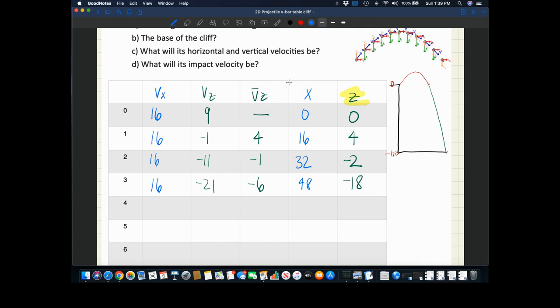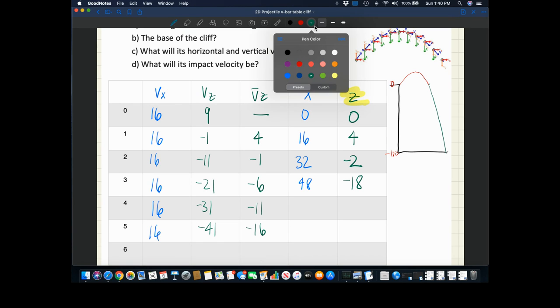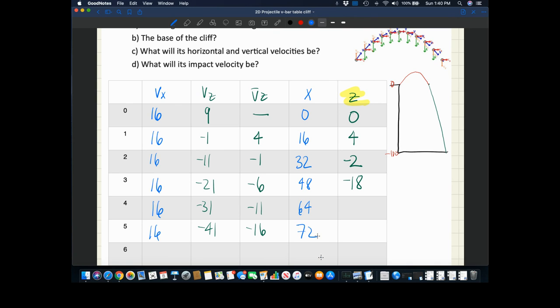Going to the next row, we're probably going to have to do at least 2 more rows, so let's do 2 more. 16, 16. And the Z is changing by 10. The vertical, minus 31, minus 41. The VZ is changing by minus 5, so minus 11 and minus 16. And our horizontal displacement is going to be 64 and 72. And the vertical displacement is going to be minus 11 times 4, which is minus 44, and minus 16 times 5, which is going to be minus 80.